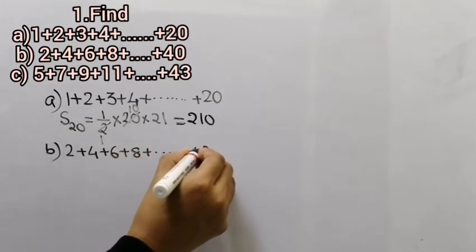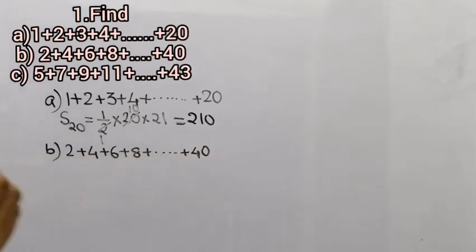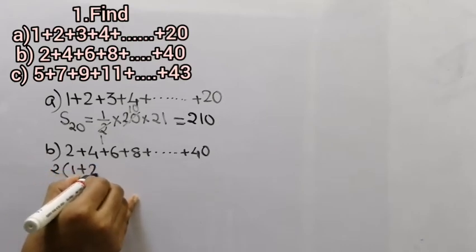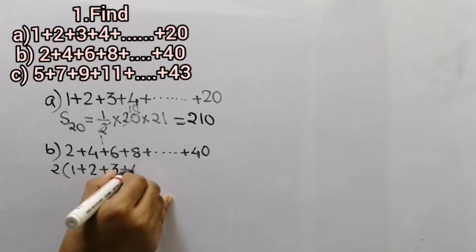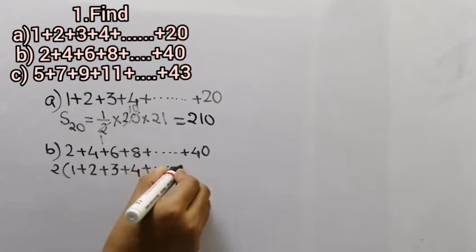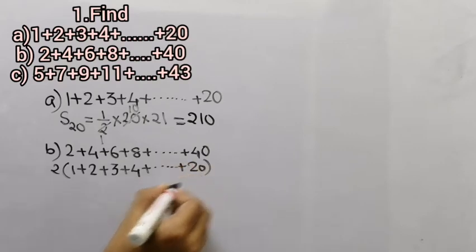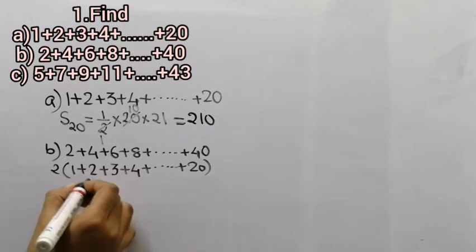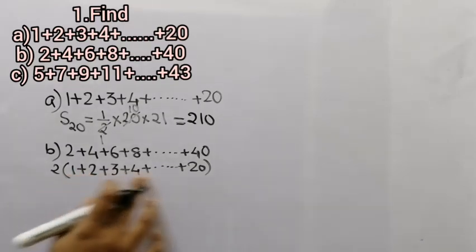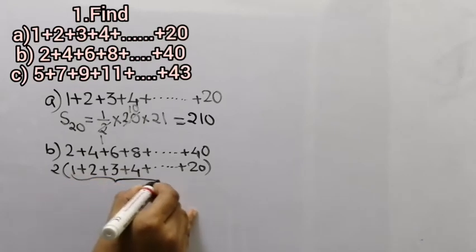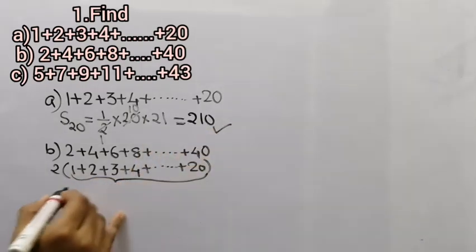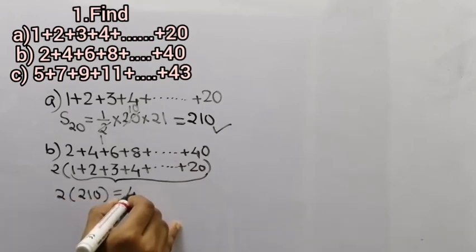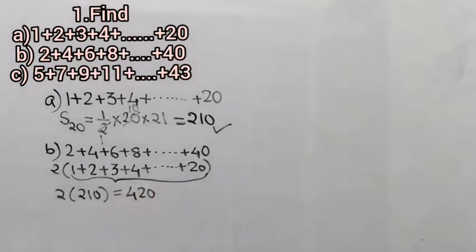Okay, so here we know these are all divisible by the number 2. So I'm writing here again 2 1s are 2, 2 2s are 4, 2 3s are 6, 2 4s are 8, etc. up to 2 into 20 is 40. So it's simple now. From 1 to 20, we already know the sum of this one is 210. So I can directly write 2 into 210, which is equal to 420. Simple.